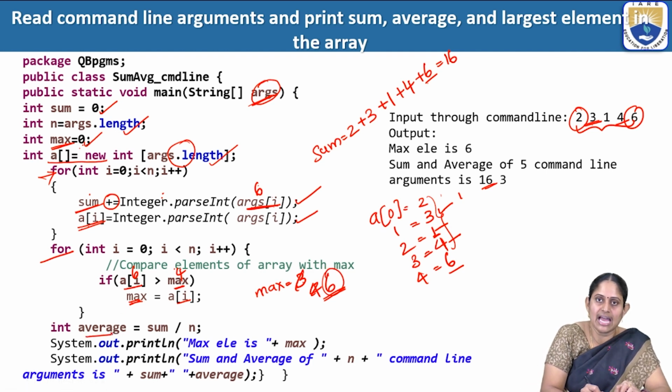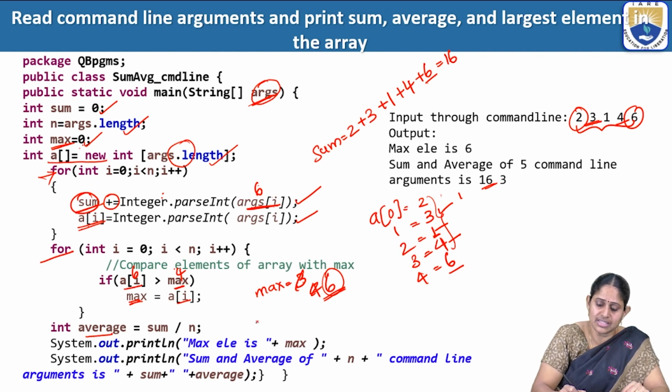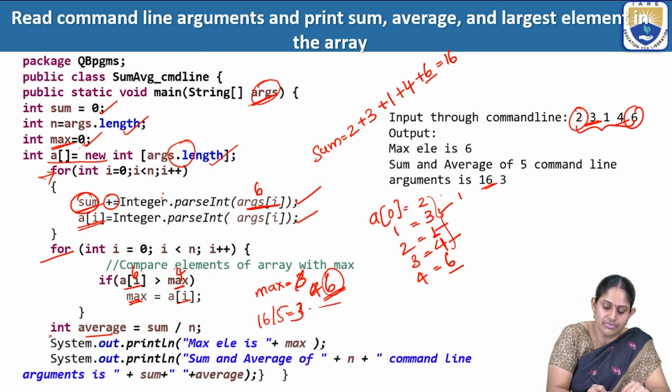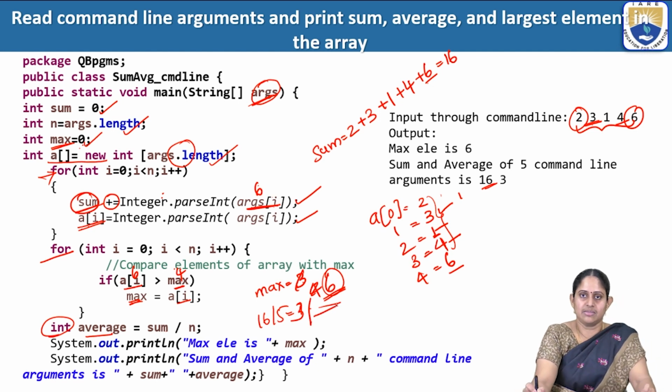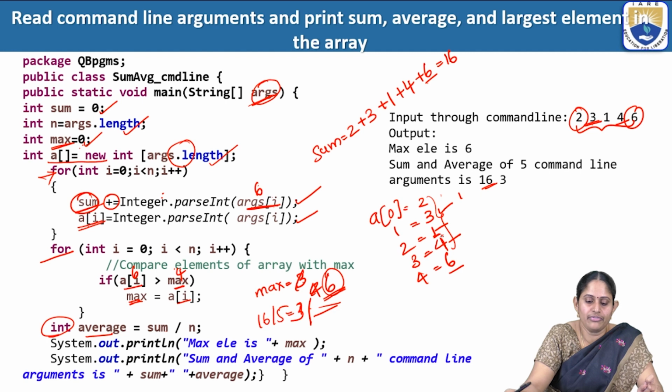Then we have to find the average. To find the average, we have already found the sum here. The sum was 16 and we had 5 elements. So 16 divided by 5 will be taken, which is 3 point something. Since we have stored the average as integer, it will ignore the decimal part and take only the integer part. So this is how we find the elements' average, sum and largest.